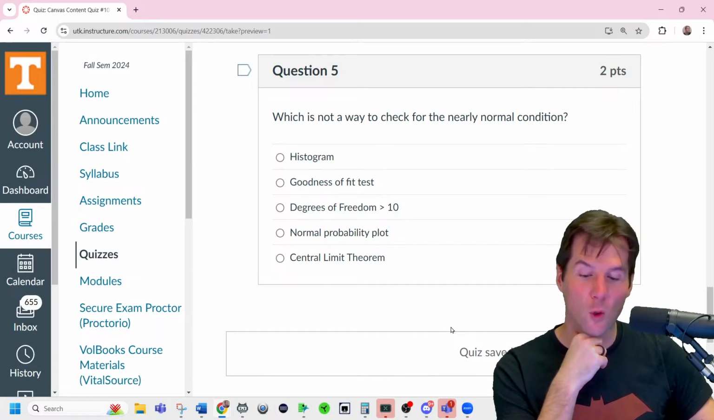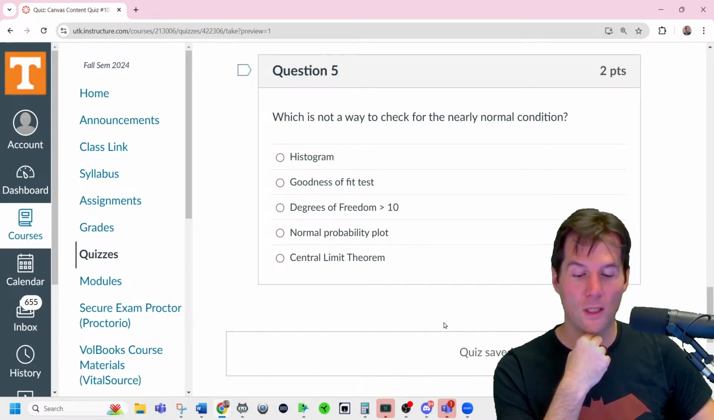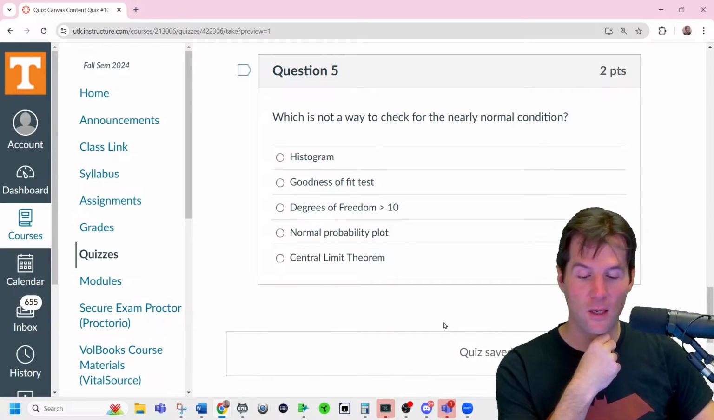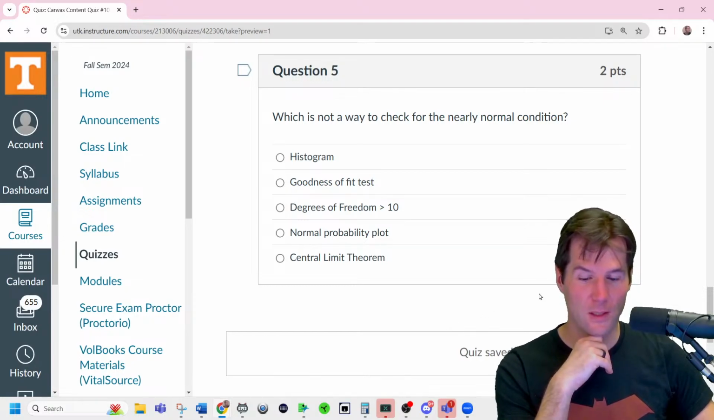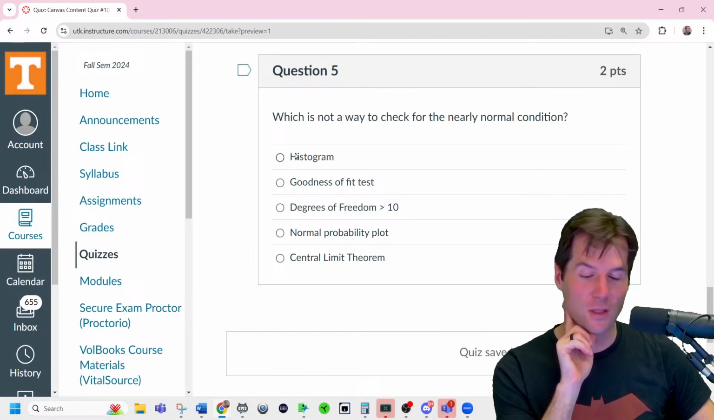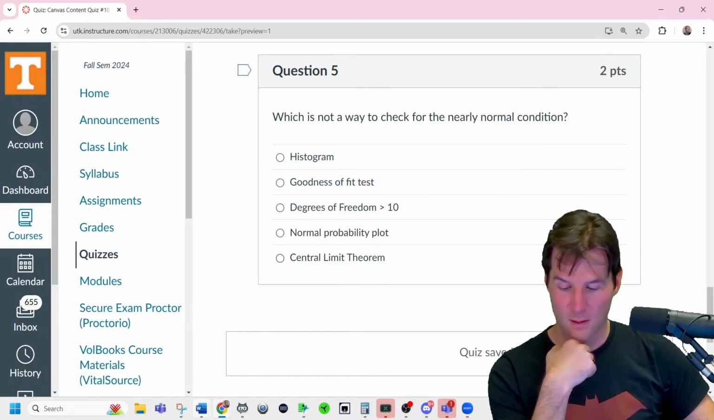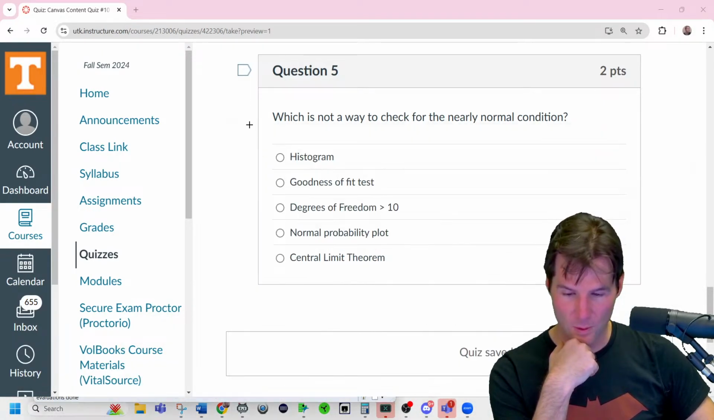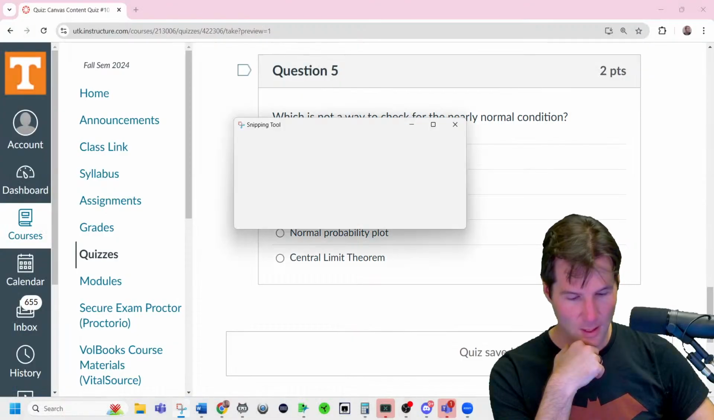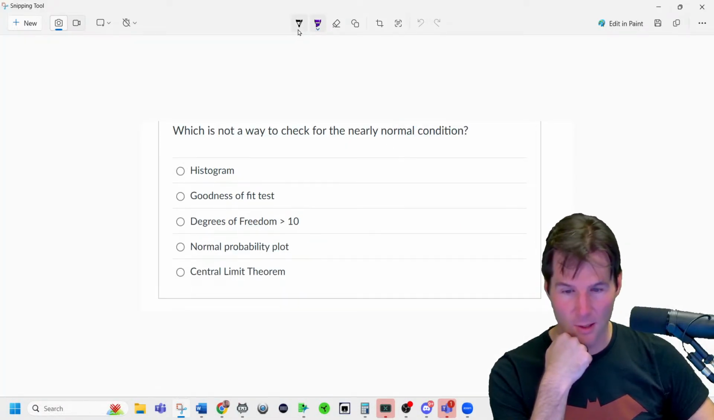Which of the following is not a way to check the nearly normal? Nearly normal is only for quantitative data. So if you know quantitative data, you can take a look right here and think through it. Now, this is a tricky one. This is very tricky. Is it A, B, C, D, or E? I'm going to draw this out right here while you think it through. I was thinking it said bar chart, but bar chart's not on here.